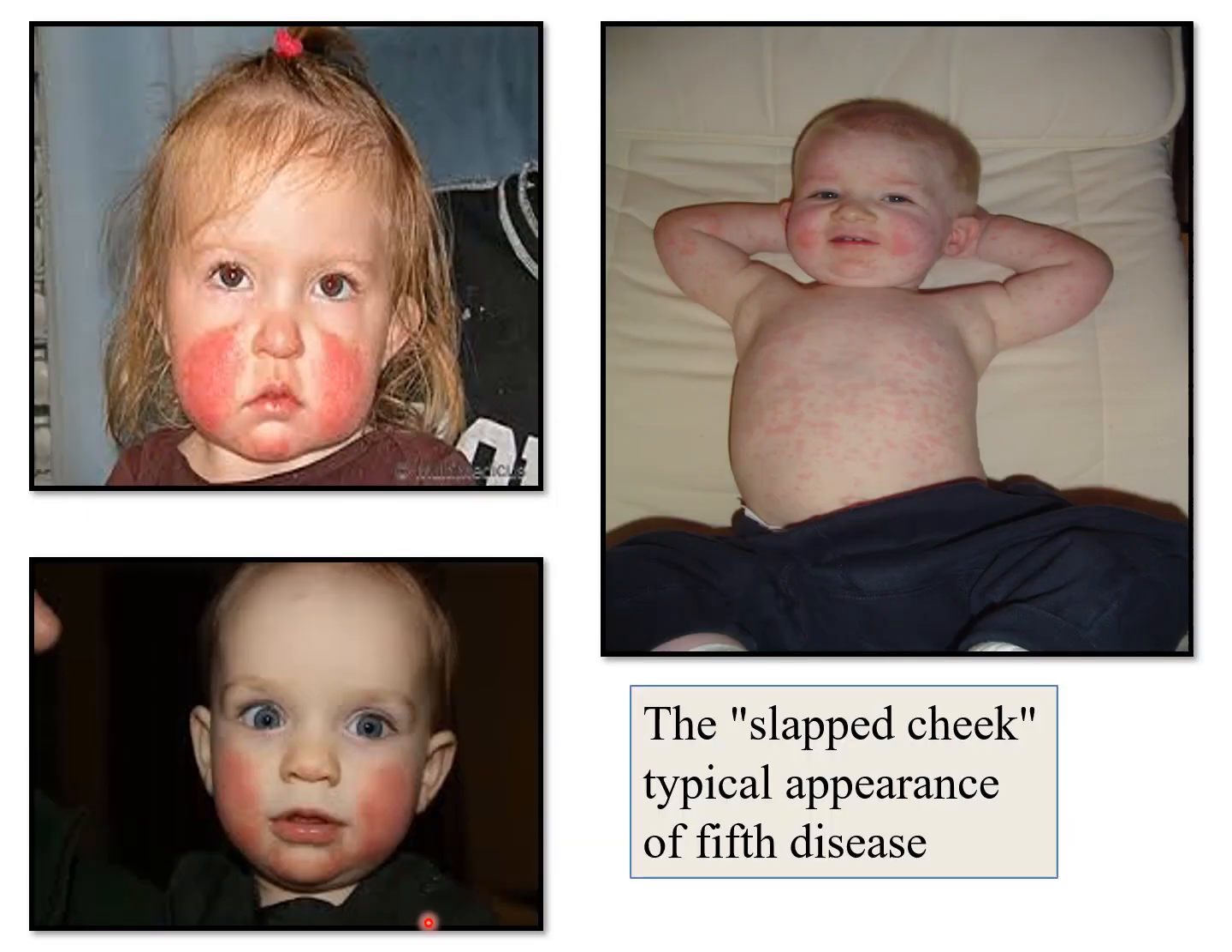These children are affected by parvovirus B19. They are suffering of fifth disease. Look at the rash concentrated in their cheeks. That's why it is called slapped cheek disease. Look at this child posing for the camera, very happy and smiling, and they tell you that this disease is mild and self-limiting.